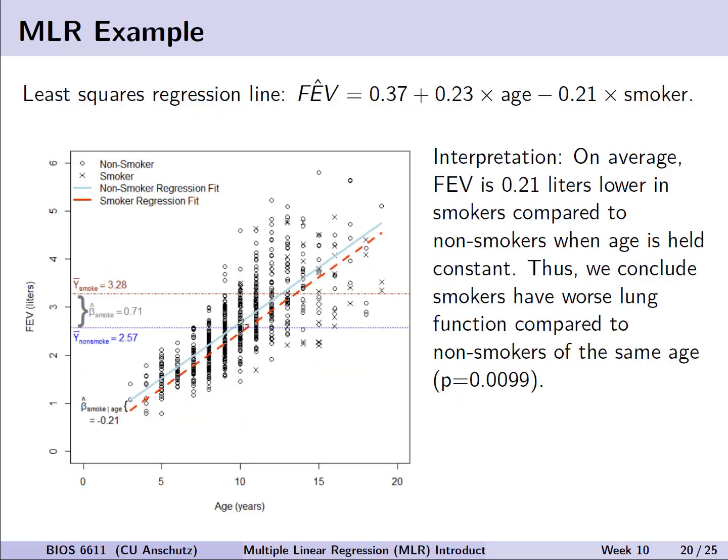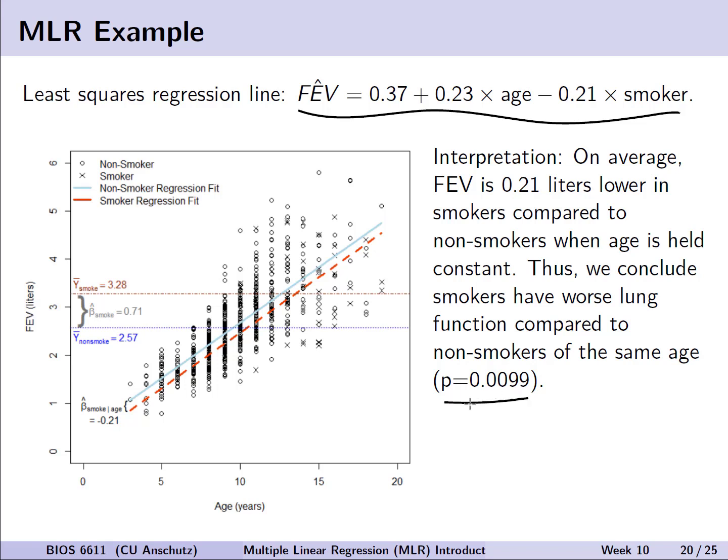So in this case, if we take those values from before, we can write out our fitted regression line. The predicted FEV is going to equal that 0.37 intercept plus 0.23 for the slope of age minus 0.21 for the effect of smoker. So our interpretation now makes more clinical sense. On average, FEV is 0.21 liters lower in smokers compared to non-smokers when age is held constant. Thus, we conclude that smokers actually have worse lung function compared to non-smokers of the same age.